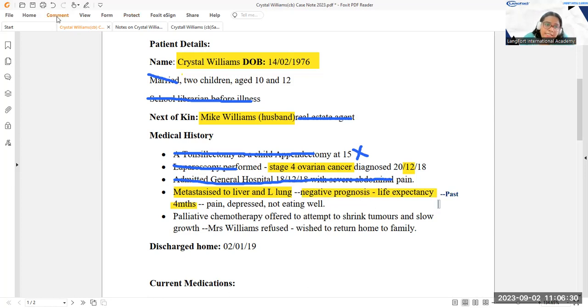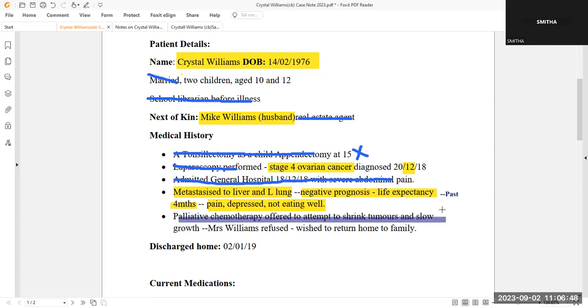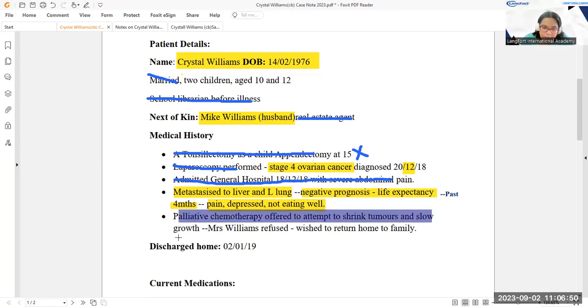Okay. Now, should I say she was depressed and not eating? Well, if you want, you can say it. That's okay. If you don't say it also, that's fine. Now, what about we offered her palliative chemotherapy, but she refused it? Should I include it? Yes, you can include that. Okay, we offered her, she refused it.